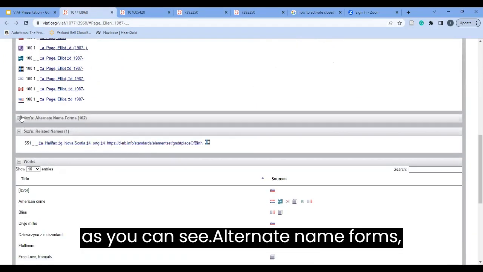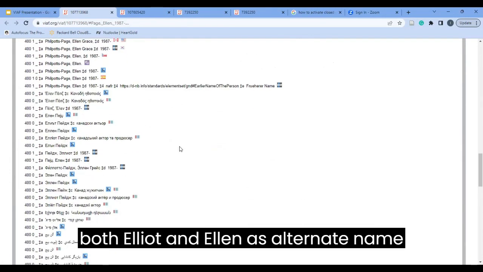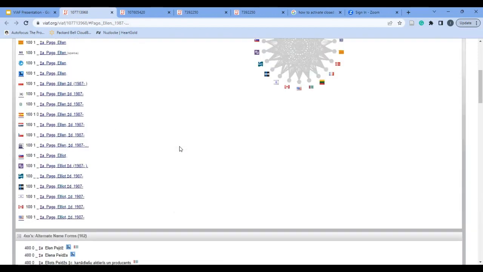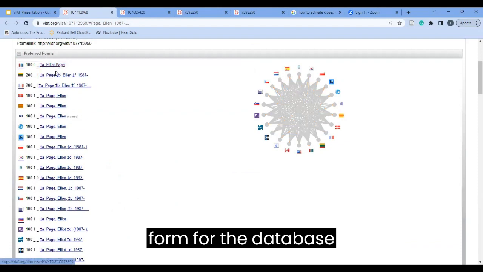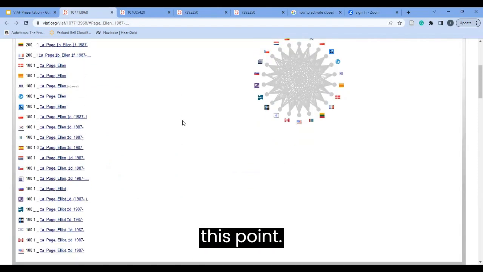As you can see, alternate name forms. Of course, we're going to need to list both Elliot and Ellen as alternate name forms here. But whether or not to include them as the preferred form for the database is a little bit of a sticky wicket at this point.